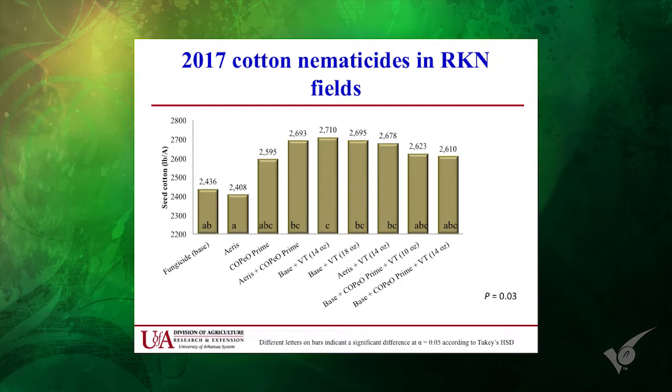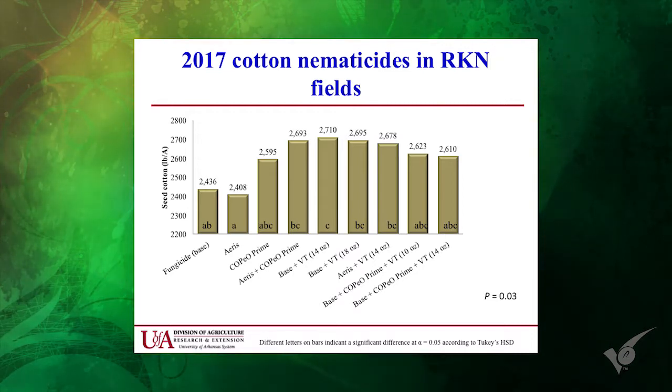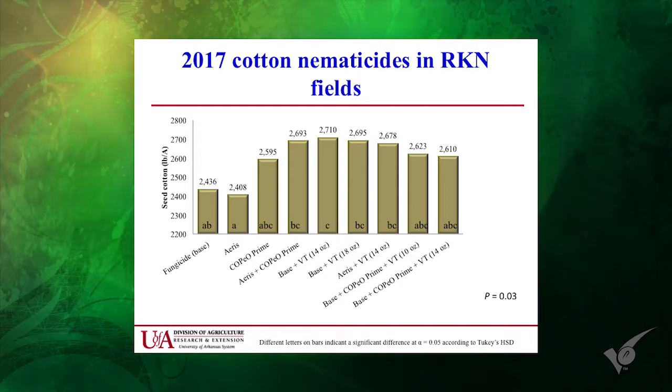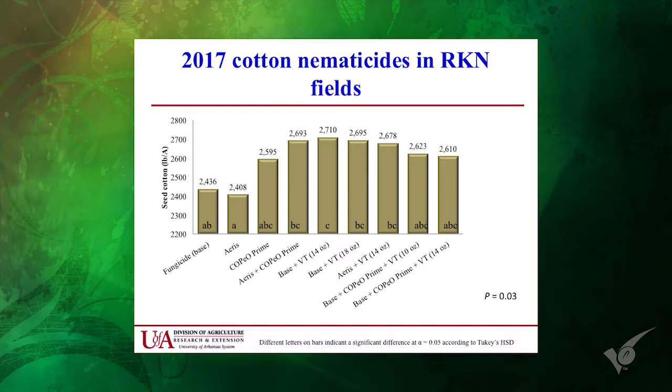Yield response-wise, the Velum Total at 14 ounces basically was better than the Aeris. If you do enough of these trials, this is very common. The things that are showing the best reduction in nematodes don't always show the best yield response, with the Velum Total products doing a little bit better than the seed-applied themselves.